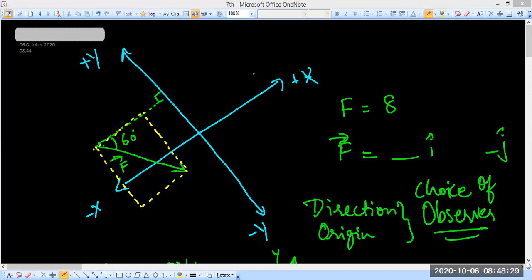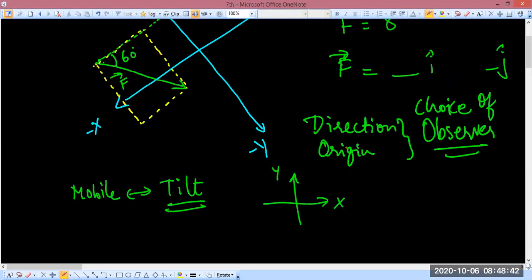Okay. No, Rohan, that's not correct. Okay, now I'm writing the final answer. Krisha, I'm writing the final answer anyways. Okay, so you all check it. The final answer is F vector is equal to 4 I caret minus 4 root 3 J caret. This is your final answer.